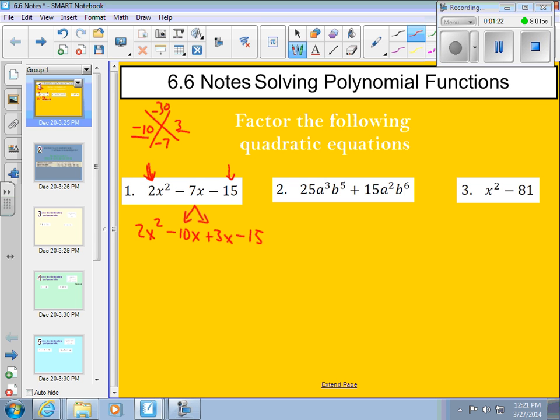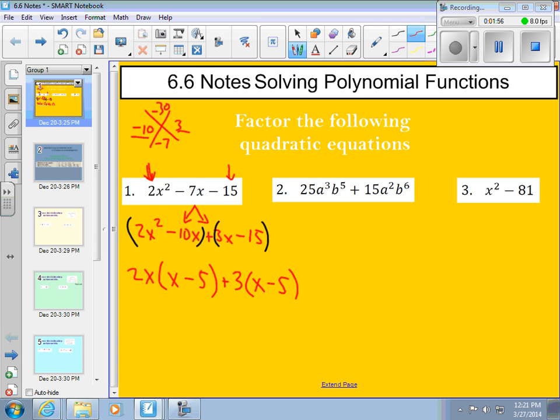Now we're going to group together these two, and we're going to group together these two and find the greatest common factor to do factor by grouping. So in this first parentheses, we can factor out a 2x. What's left over is x. If we divide negative 10x by 2x, we get negative 5. Now we do the same thing on the next parentheses. In the second one, both of these are divisible by 3. So if we factor out a 3, what's left is x minus 5.